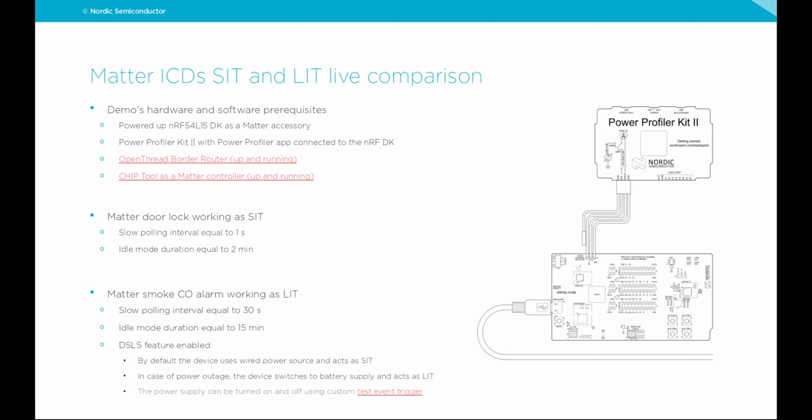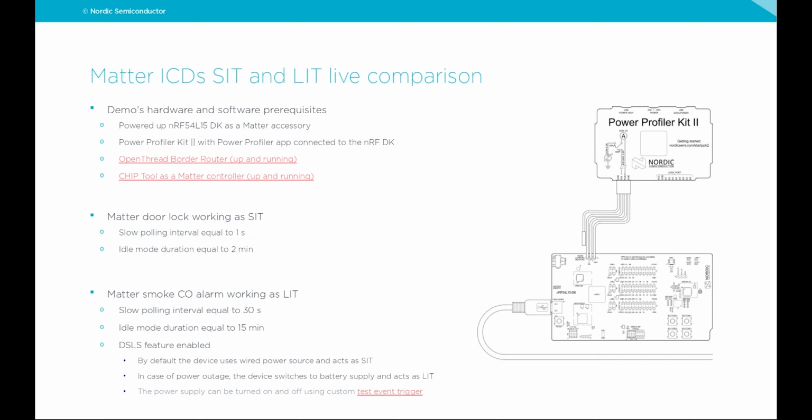I'm going to show you two examples. One is based on Matter door lock sample from nRF Connect SDK that is configured to work as SIT. It has slow polling interval equal to 1 second and idle mode duration equal to 2 minutes. And the second example will be based on Matter smoke CO alarm sample from nRF Connect SDK as well, and it works as LIT. It has slow polling interval equal to 30 seconds and idle mode duration equal to 15 minutes.